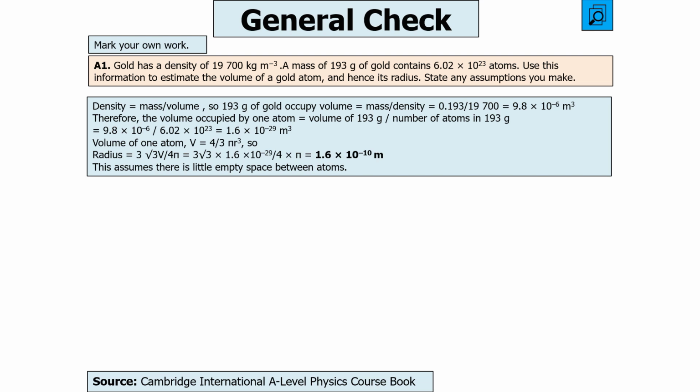So therefore the volume of one atom is going to be 4 over 3 pi r cubed. We can rearrange that, make r the subject, and therefore it's going to be equal to 1.6 times 10 to the minus 10 meters. And our assumption is that there's very little space between those atoms in that mass.